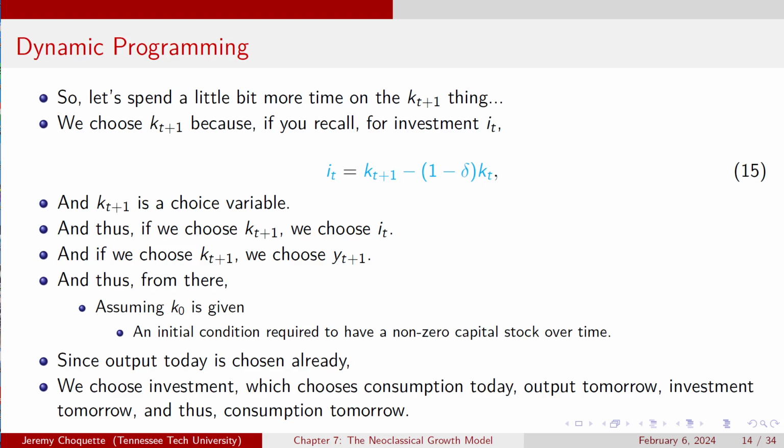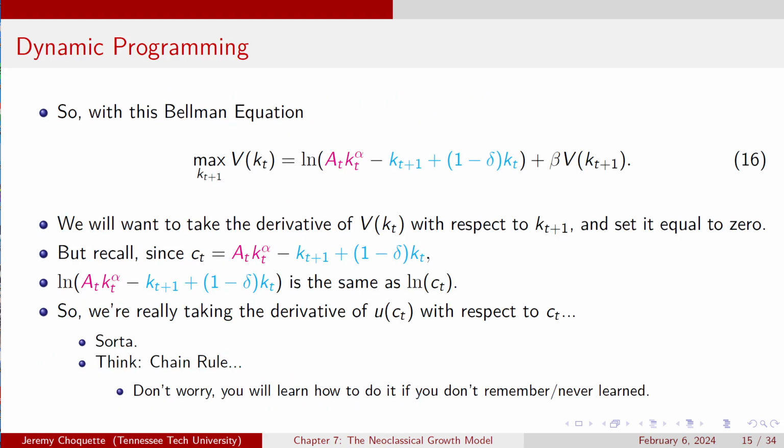So we're choosing KT plus 1 because for investment, remember, I is equal to KT plus 1 minus 1 minus delta times KT. KT plus 1 is our choice variable. So if we choose KT plus 1, we choose investment. And if we choose KT plus 1, we choose YT plus 1. And if output's already been chosen today, it was chosen yesterday, and I choose KT plus 1, I'm choosing investment, which then lets me back out consumption. I pick output tomorrow, investment tomorrow, and thus consumption tomorrow. That's kind of cool, isn't it? So by making that one choice, we get to decide for all these other things. That's the nice thing about dynamic programming.